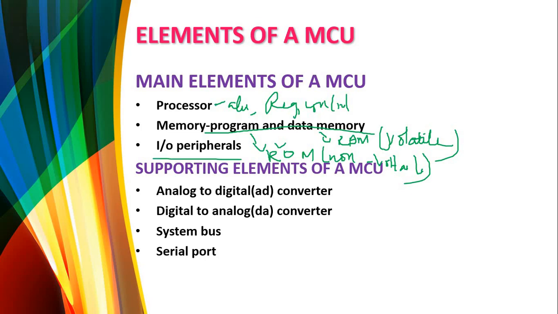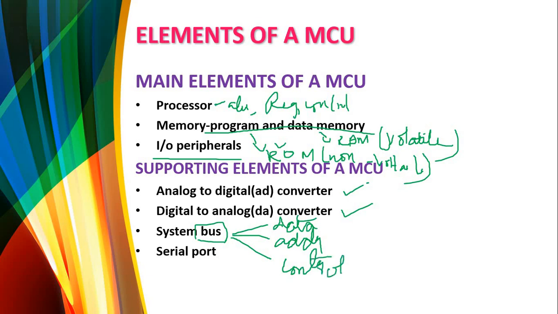Next one is supporting elements. What are the supporting elements of a microcontroller? They are analog to digital converters, digital to analog converters, and the system bus. All the peripherals are connected by a pathway that is called a bus. The system bus is of three types: data bus, address bus, and control bus.